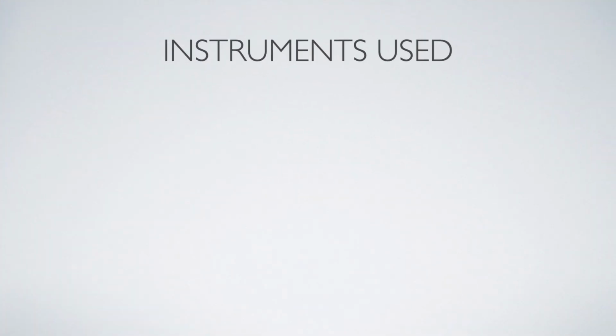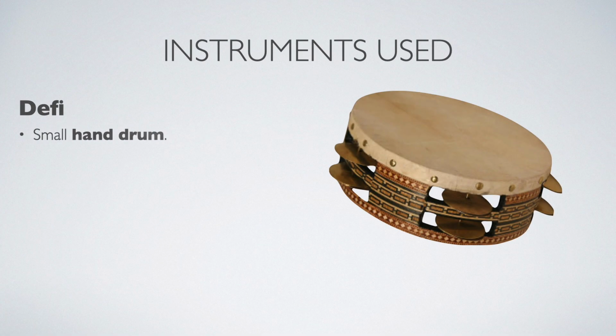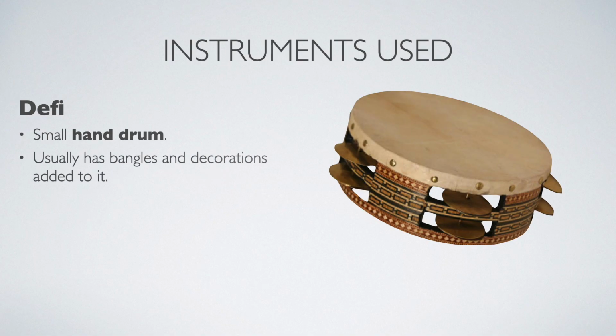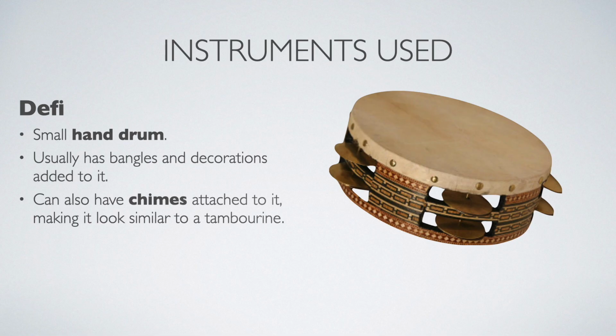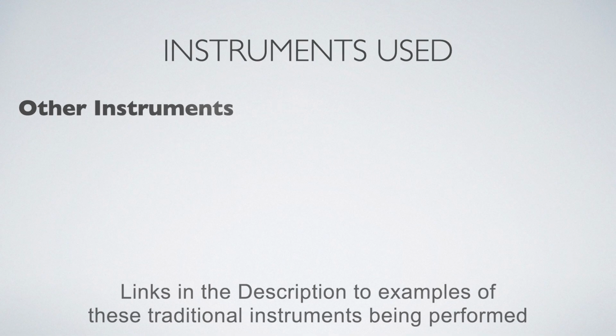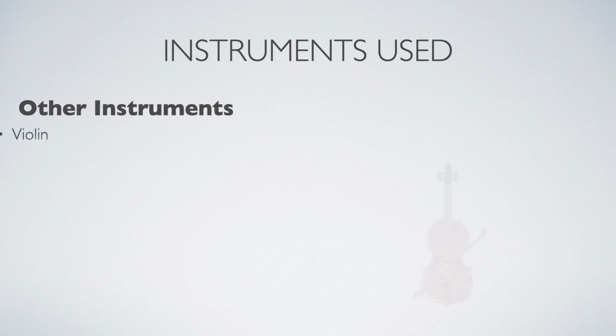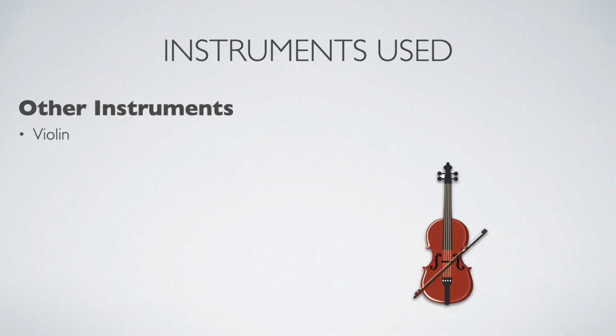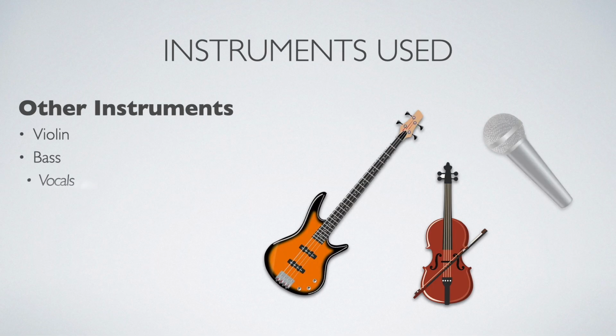And the final Greek instrument we're going to look at is a small hand drum known as the defi. It wouldn't be uncommon for the defi to be decorated with bangles and ribbons and things like that added to it. And it could also have chimes added to the rim, just like the one in the picture here, making it look a little bit like a tambourine. So those are 3 traditional Greek instruments we might likely hear within Greek music, but we can hear some other instruments used within this music as well, such as a violin, a bass guitar, and vocals.